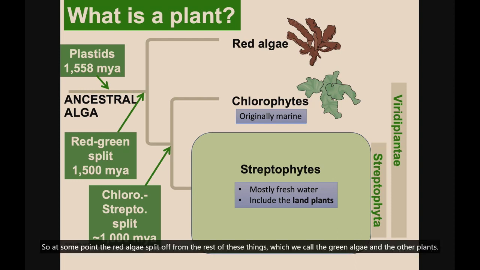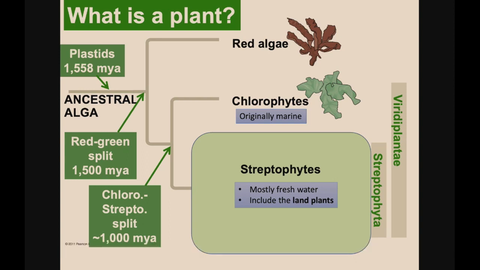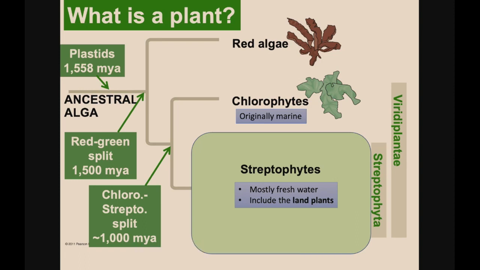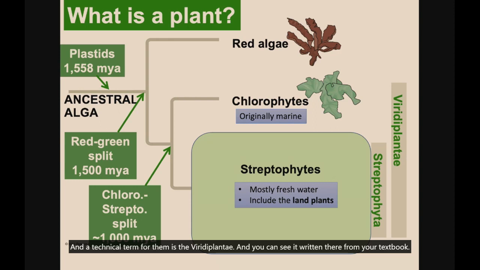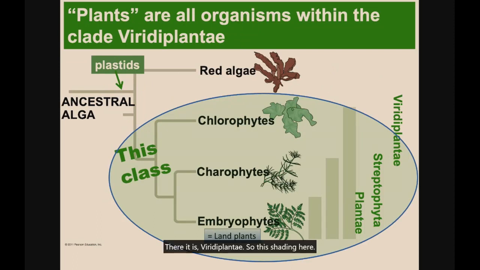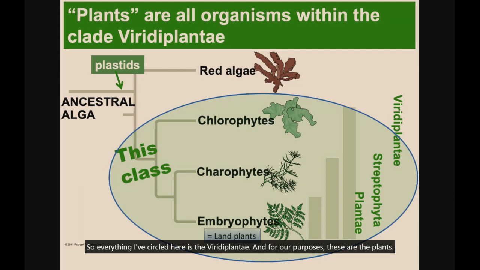So at some point, the red algae split off from the rest of these things, which we call the green algae and the other plants. And it's these things here that we are going to call the plants. A technical term for them is the viridiplantae, and you can see it written there from your textbook. There it is, viridiplantae. So everything I've circled here is the viridiplantae, and for our purposes, these are the plants.